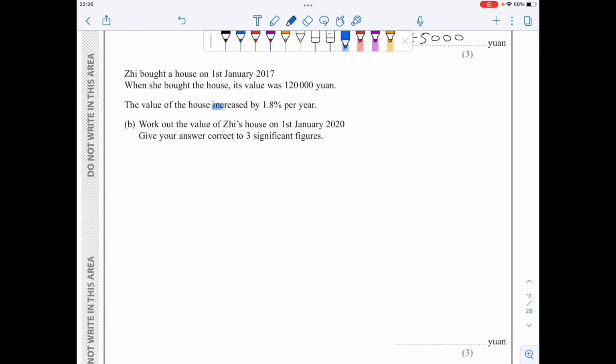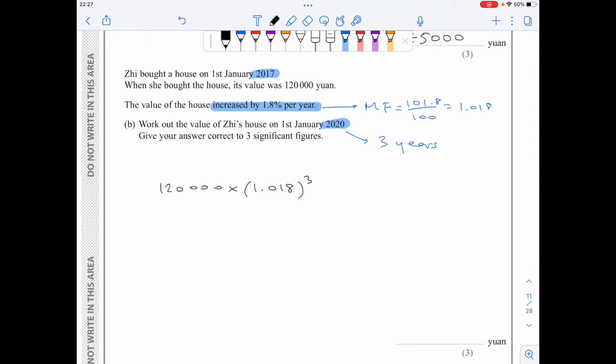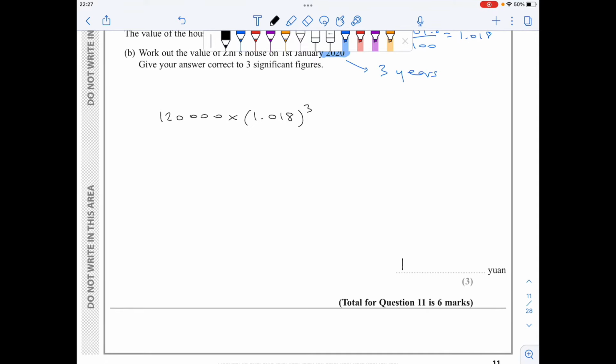In part B, I have an increase of 1.8% per year. This means there's a multiplying factor of 101.8 over 100, that's 1.018 as a decimal, and this goes from 2017 to 2020, which means I have 3 years. So to find the final value, that's 120,000 times the multiplying factor to the power of 3, and this will give me 127,000 to 3 significant figures.